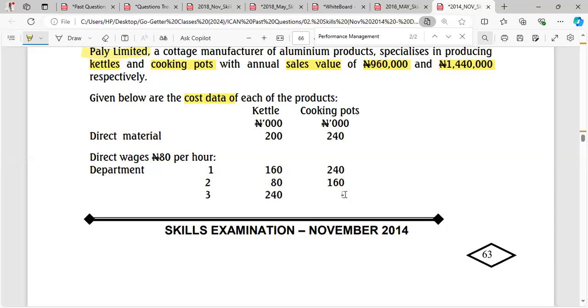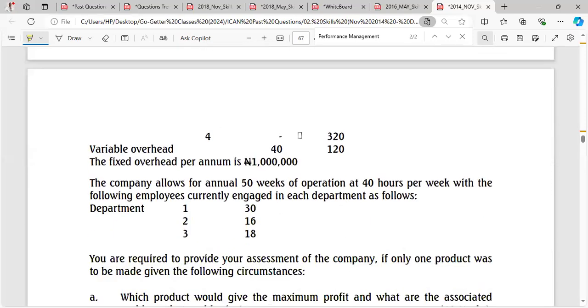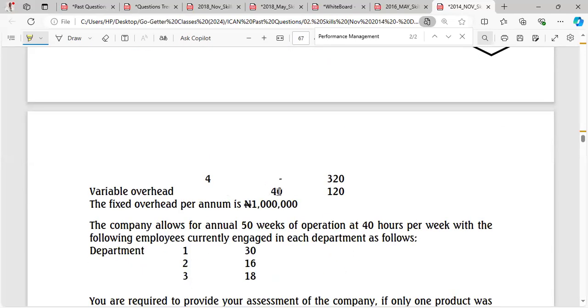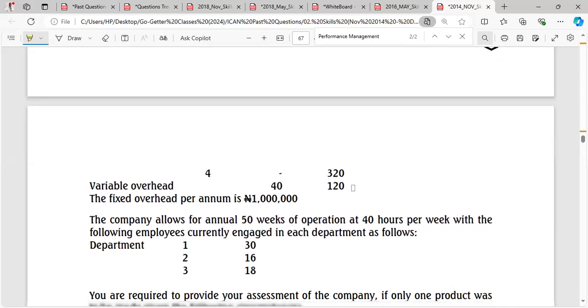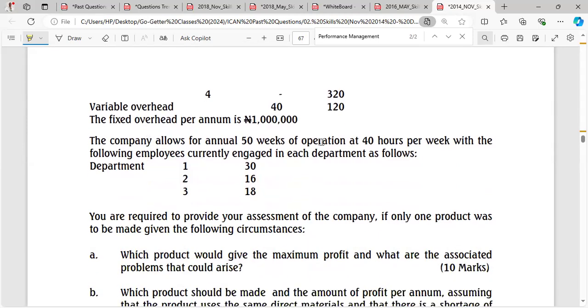Now, you were not given the hours, you are given the costs and the wages. Okay, these are not cost per unit. This is department 4 now. In variable cost overhead, we have 40 and 120. Now, the fixed overhead is 1 million.